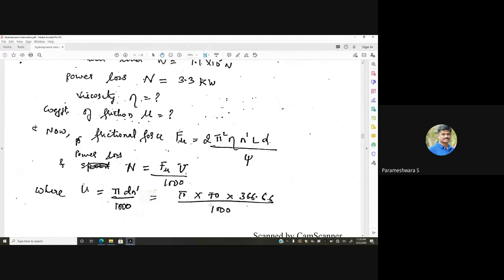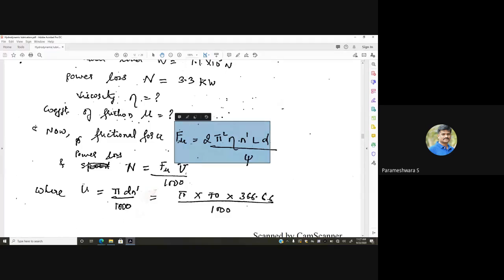Okay, so the power loss is given in the problem. You have calculated the velocity, so you can calculate the frictional force F mu. If this frictional force is calculated, use that value in this friction equation and calculate the unknown viscosity. Unknown thing, viscosity. Simple.